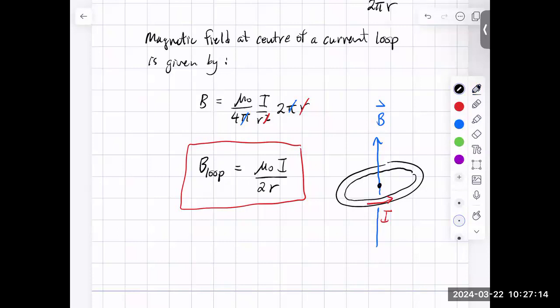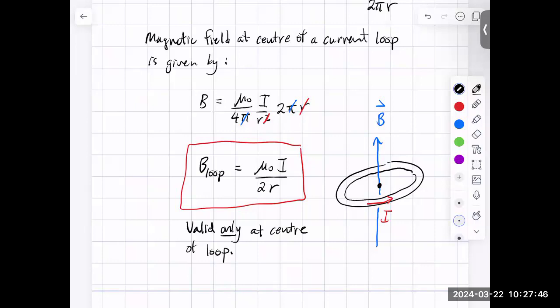All right, so we have to just be careful that this is valid only at the center of the loop. If we're in the plane of the loop but off center, the magnetic field will change. If we're in the center, but we're not in the plane of the loop, like we're sort of above or below the loop, the magnetic field will change. This is really only exactly at the center.